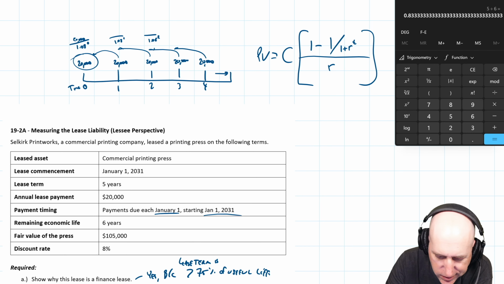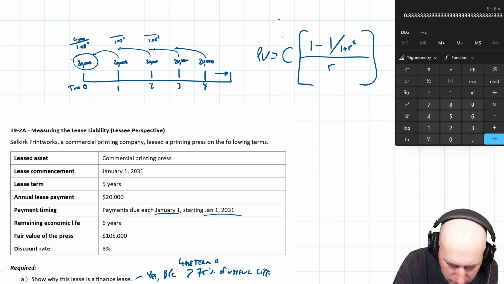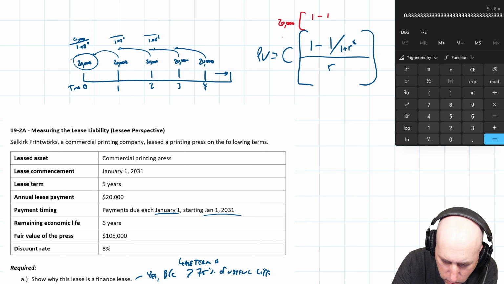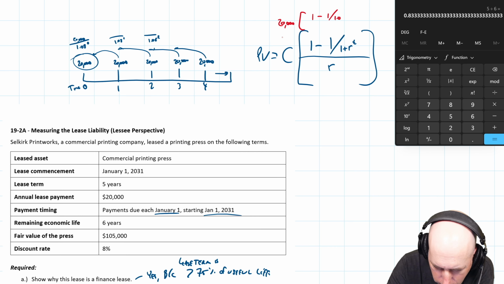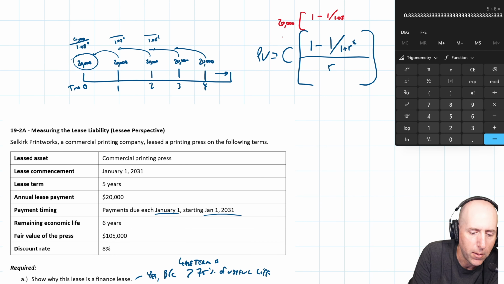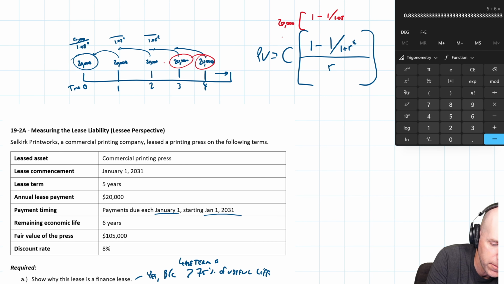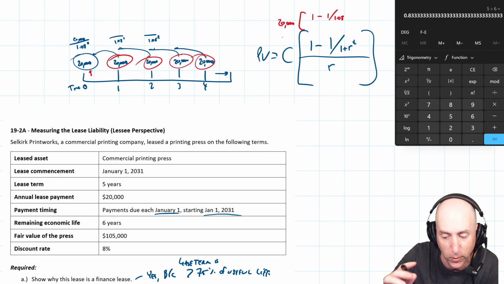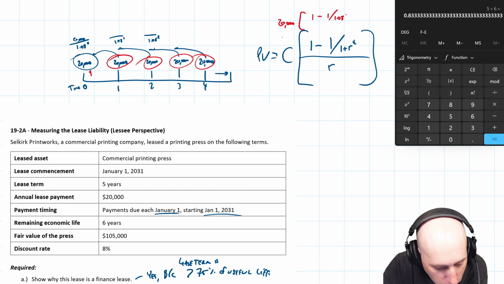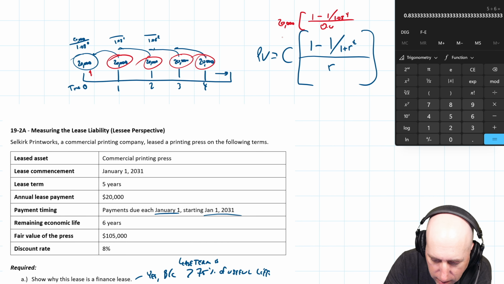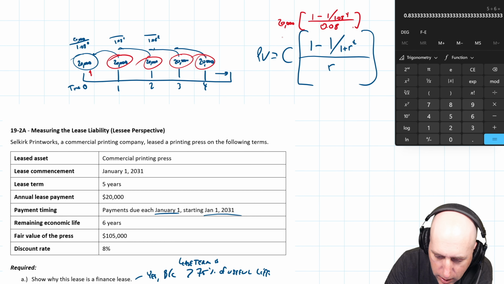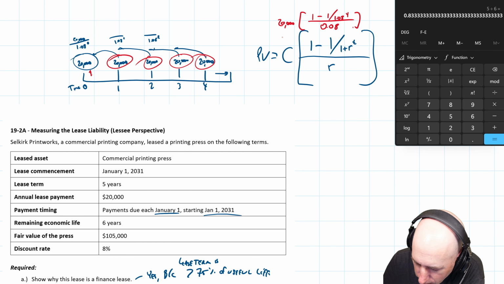Let's go ahead and solve then. So C is the payment amount, $20,000, times 1 minus 1 over 1 plus R, so that's 1.08, to the power of T. Now, how many payments are we discounting? It's a 5-payment thing, but we're only discounting 4 because this payment doesn't need to be discounted. We'll add it in at the end, but it's 1.08 to the 4th power to get our discounted cash flows, divided by 0.08.